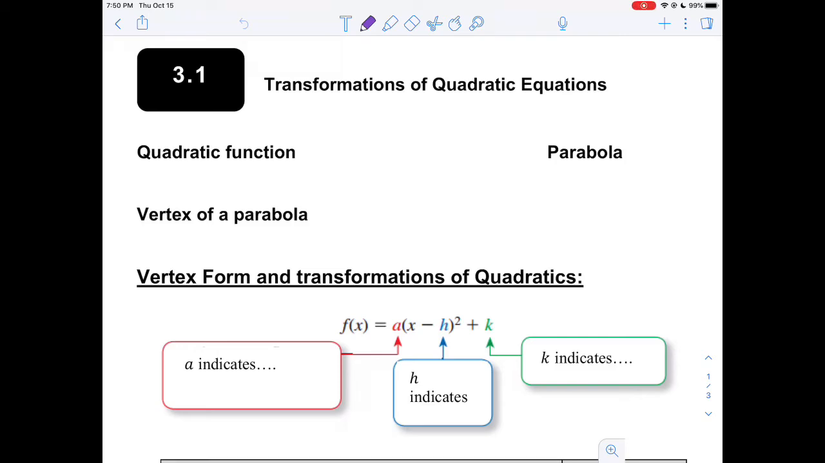Hi everyone, today we're starting chapter 3 and we'll start off with 3.1, transformations of quadratic equations. We want to first talk about a few vocabulary words and things that we're going to be using today.